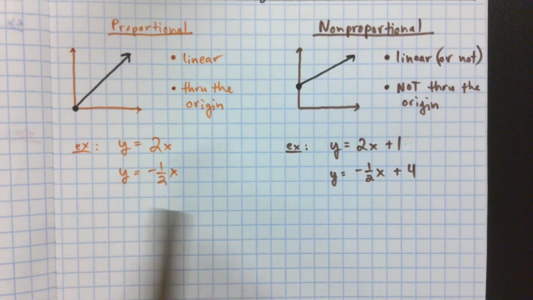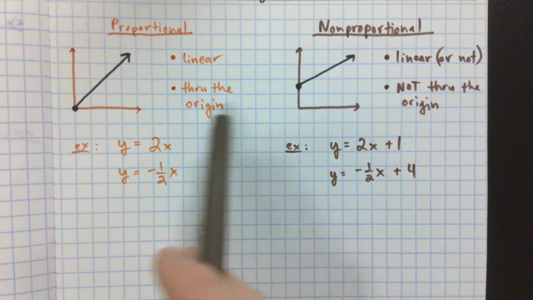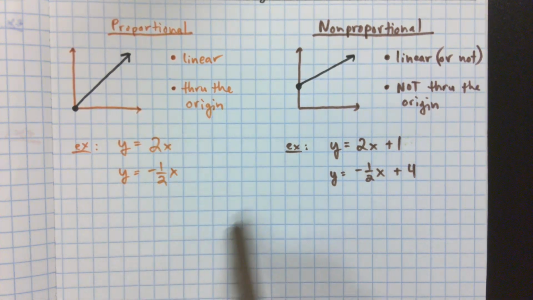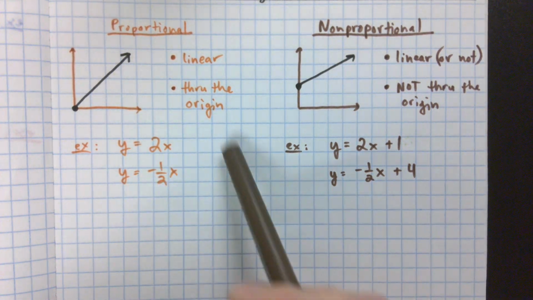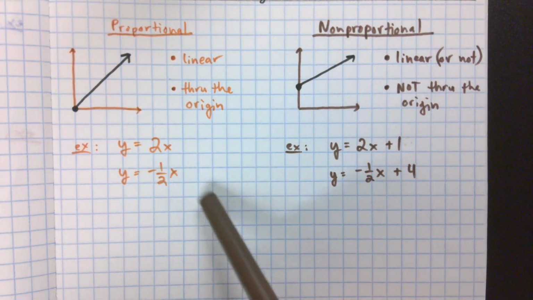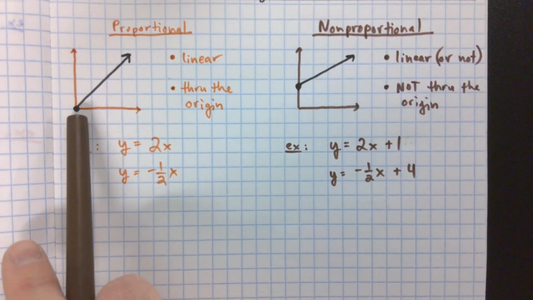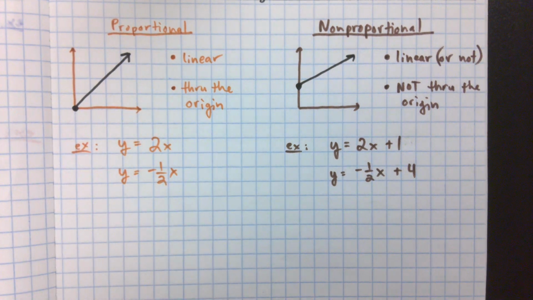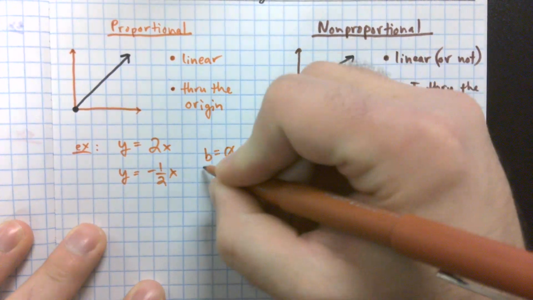Proportional equations have a b value of what? Anyone know? What are we adding on to the end of these equations? 1. Do you see a 1 there? Oh, X. X? So b is where we cross the y-axis. At what point is that right there? 0. Let's add that in here. B is equal to 0.